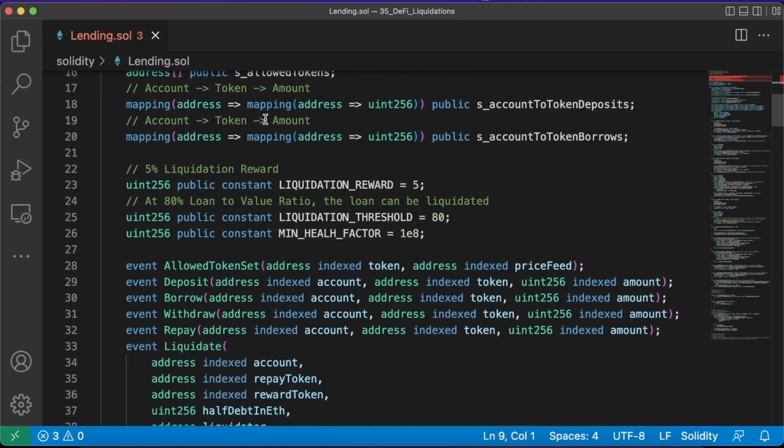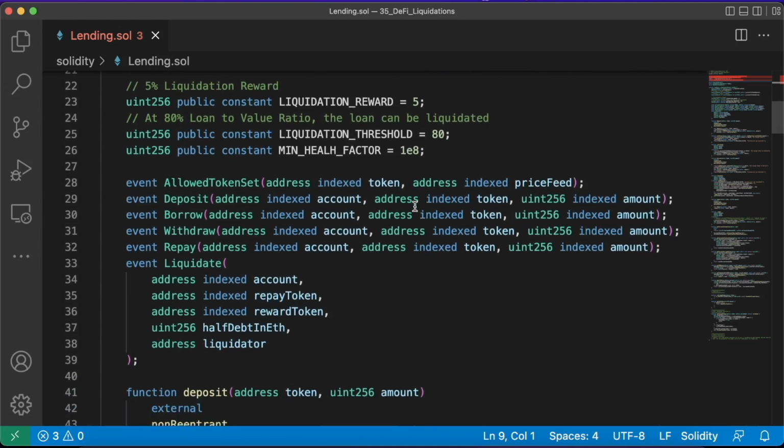Then the other two mappings are to map the deposits of each of the tokens to their owner and ultimately to their balance. So each address of a user of our platform could be mapped to a lot of different token addresses, and each of those token addresses will have a certain balance, in this case for deposits and in this case for borrows. That part is quite simple.